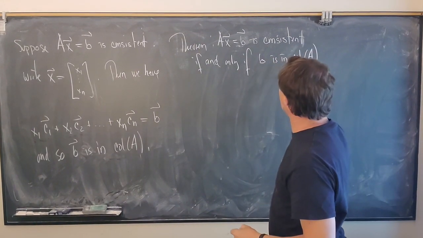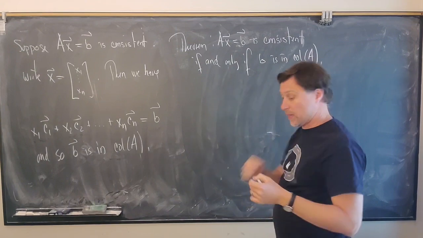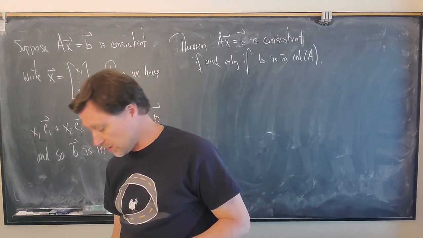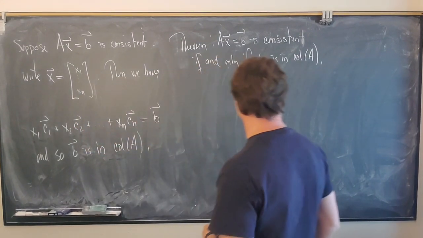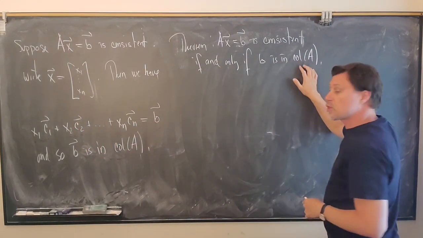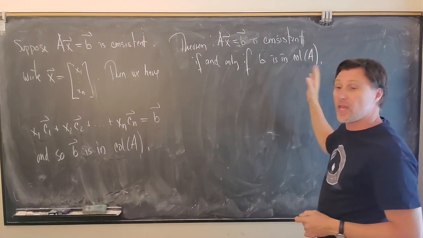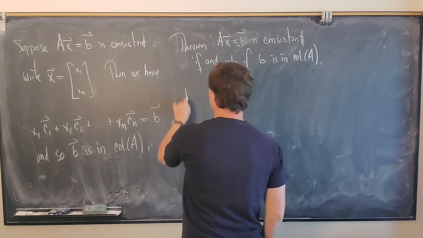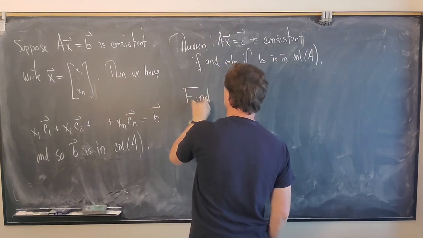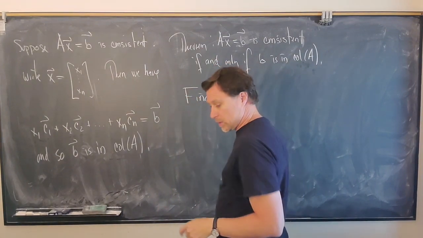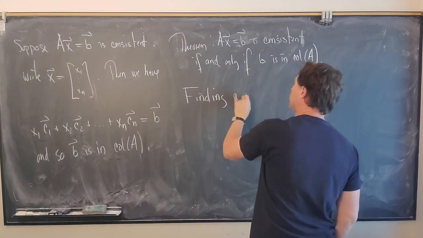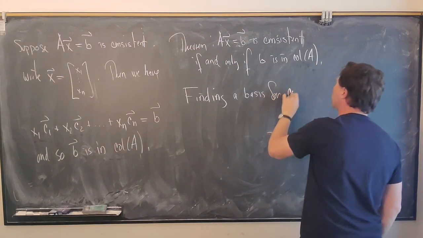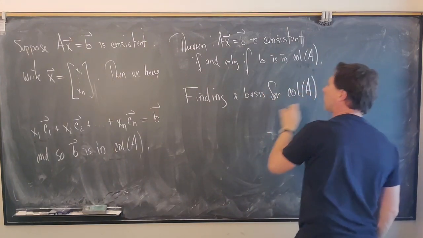So that tells us why we might be interested in the column space of a matrix. It allows us to get a feel for when our system is consistent. So we want to have a good description of the column space of A. In particular, it'd be nice if we have a basis for that particular subspace. So we're going to write down a procedure now for finding a basis for the column space of A.